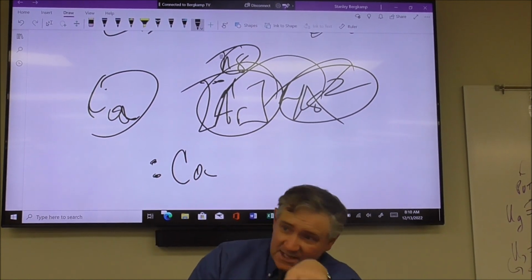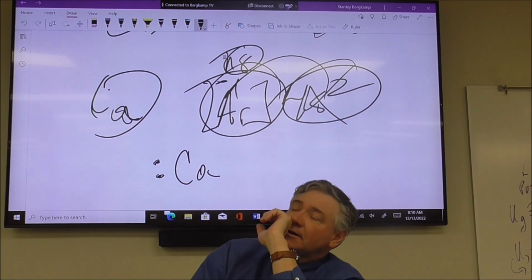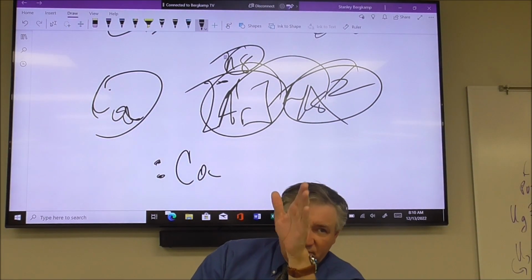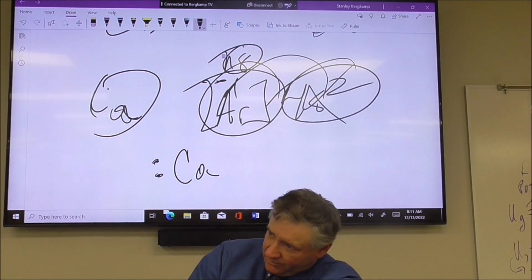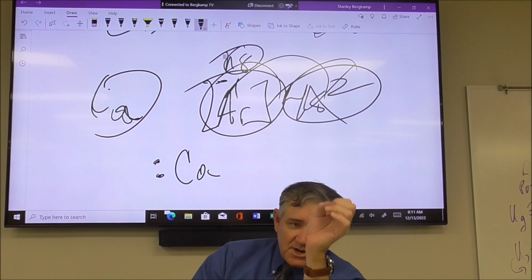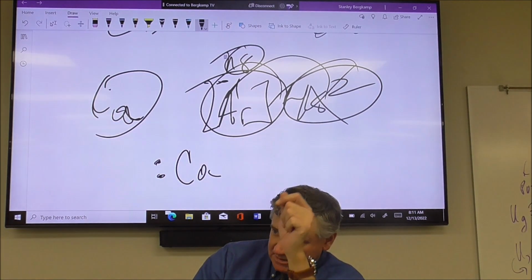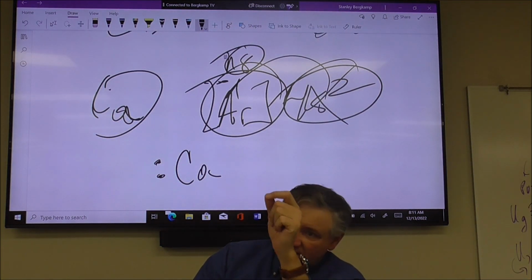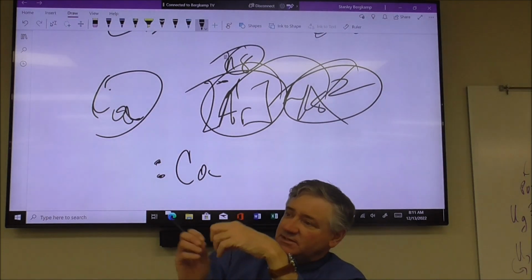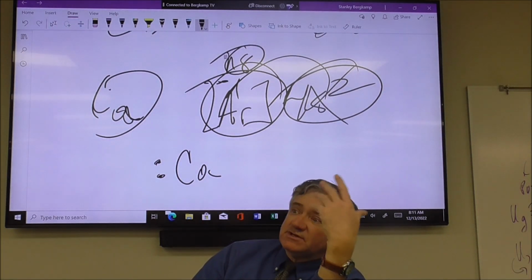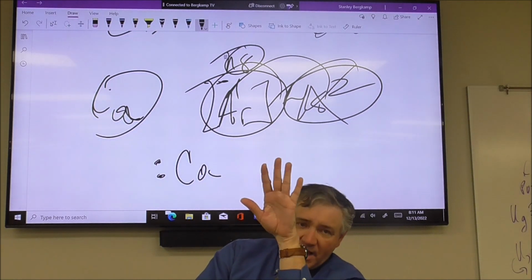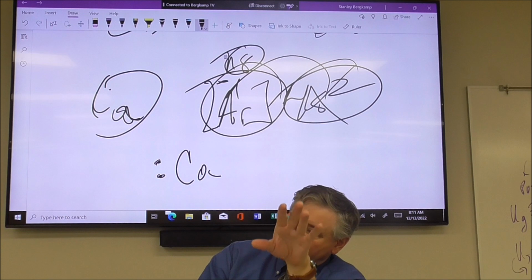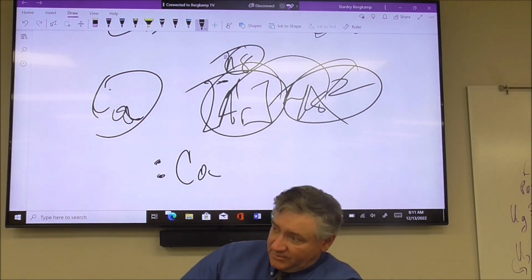This starts a whole cascade of things, okay? As you go down a column, that electron gets further and further away, which means the attractive force becomes less and less. As the attractive force becomes less and less, it's easier and easier to take away that electron, so it doesn't take as much energy. So as you go down a column, first ionization energy becomes less because that electron is further away.